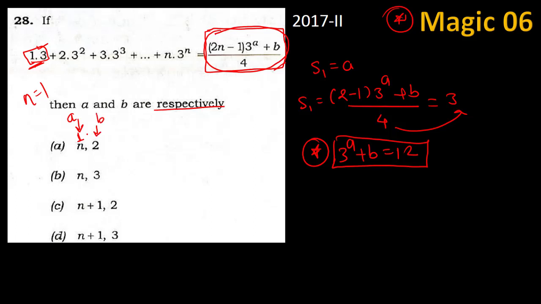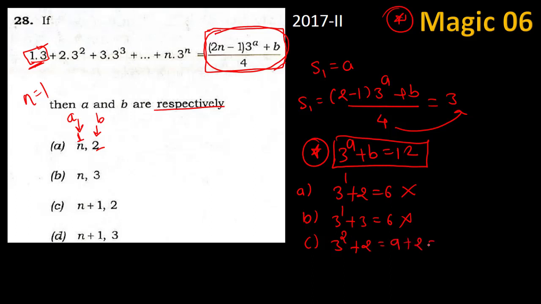Respectively bola hai. So if I take n is equal to 1, so the first option, a kya bolte hai? 3 raised to power 1 plus b kitna hai isme? 2 hai. So it is 6, so I want 12, so it is not correct answer. B option kya hai? It is n plus 3, n is again 1, plus 3, it is giving me again 6, definitely also not correct. C option is n plus 1, so 3 raised to power 2 plus b is 2, so it is 9 plus 2, which is giving me 11. No, ye bhi nahi hai.